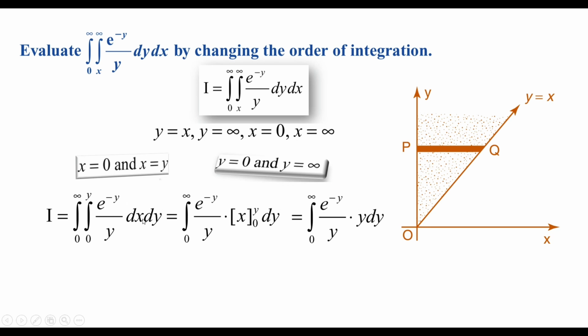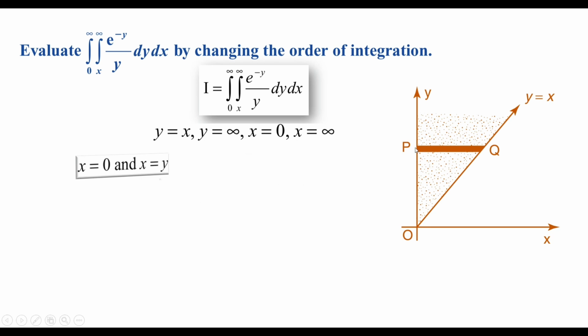To find the limits of x, take a horizontal strip which is parallel to the x axis. Here the point P is on the line x equals 0 and another point Q lies on the line x equals y. That is the most important thing. When we fix y, we can draw a horizontal strip on the region. Here x equals 0 is the lower curve and x equals y is the upper curve, so the limits of x are x equals 0 to x equals y.